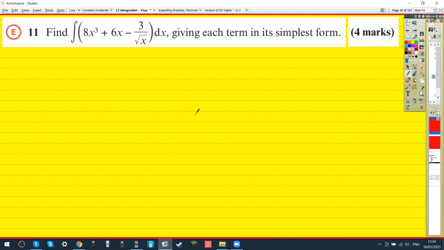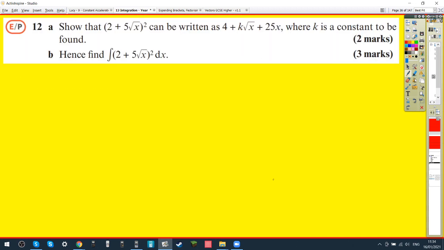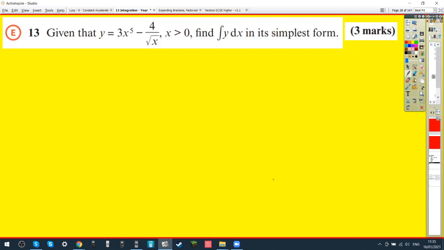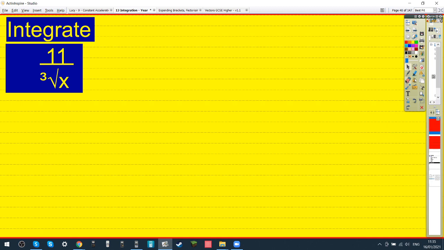So I got 2x to the power of 4 plus 3x squared minus 6x to the power of a half. Plus c. Plus c, yeah. 2x to the 4 plus 3x squared. So 6x to the half is the same as square root. Yep. Good. Let me see this one. It's fine. Okay, remember this.